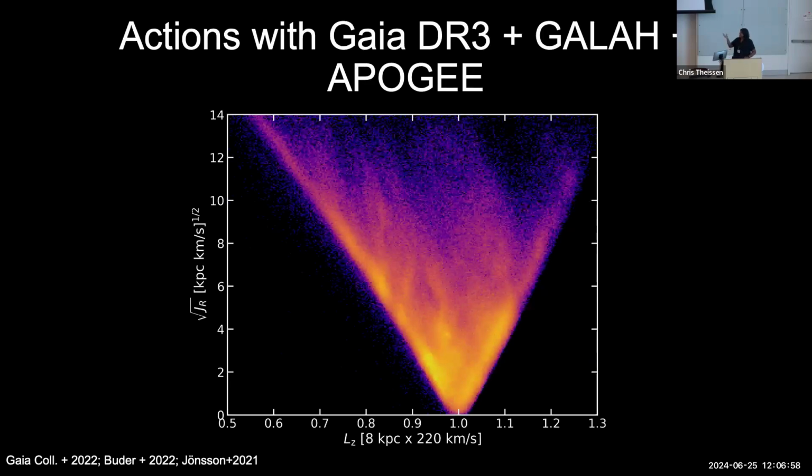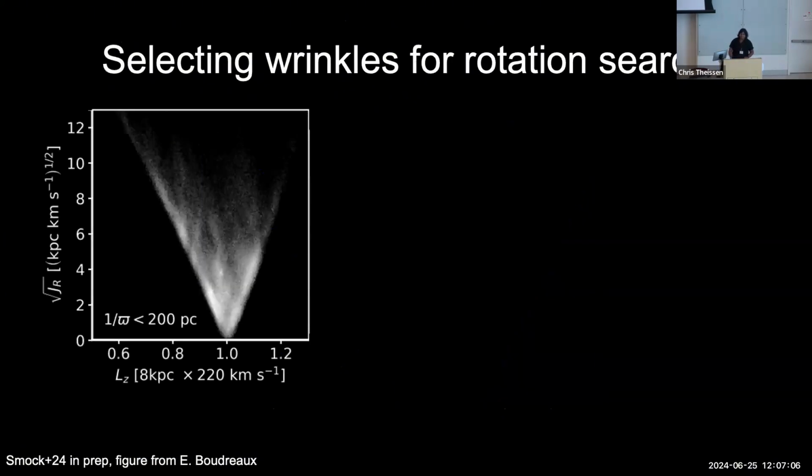We've started by updating the data. Wilma's work was done with Gaia DR2. So we update our actions using Gaia DR3, use RVs from more calibrated and more precise surveys like GALAH and APOGEE. And this is the following action plot that we get. So things look very similar. We still have those wrinkle-like substructures here. So everything's looking great. We then want to actually select the wrinkles.